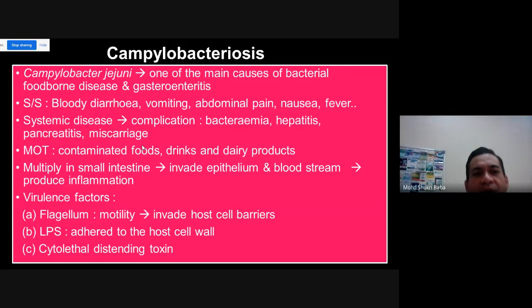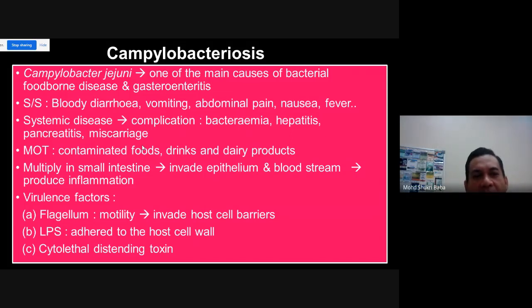Okay, signs and symptoms are bloody diarrhea, vomiting, abdominal pain, nausea, fever, and other symptoms. Okay, actually Campylobacteriosis is a systemic disease. So it can lead to complications such as bacteremia, which is when the bacteria can penetrate and enter your blood circulation. And then they can cause hepatitis, pancreatitis, and miscarriage among those who are pregnant. And then the mode of transmission includes contaminated food, drinks, and dairy products.